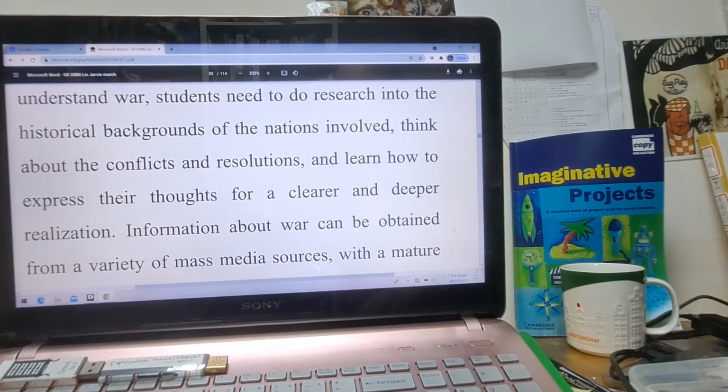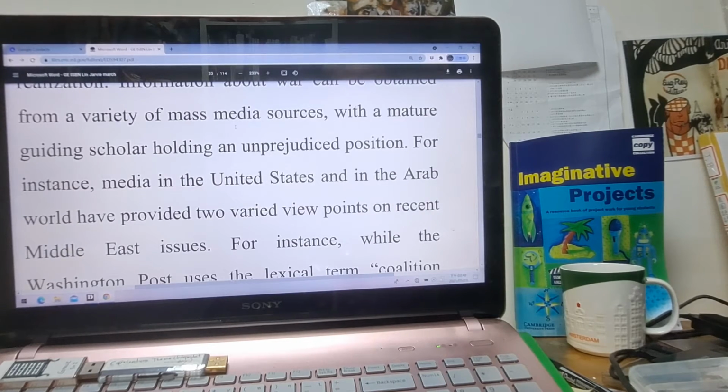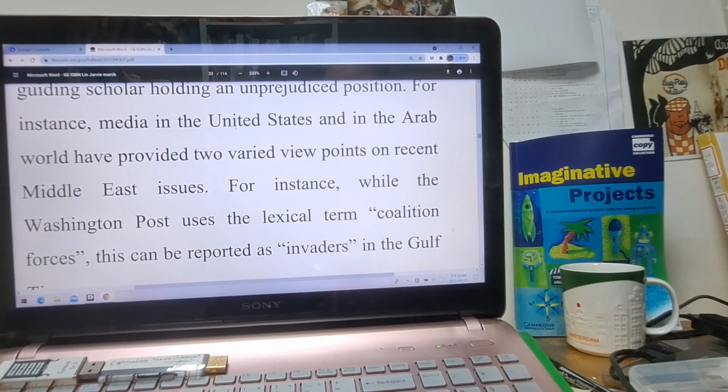Information about war can be obtained from a variety of mass media sources with a mature, guiding scholar holding an unprejudiced position. For instance, media in the United States of America and in the Arab world have provided two various types of viewpoints on recent Middle East issues. For instance, the conflict of Palestine and Israel.